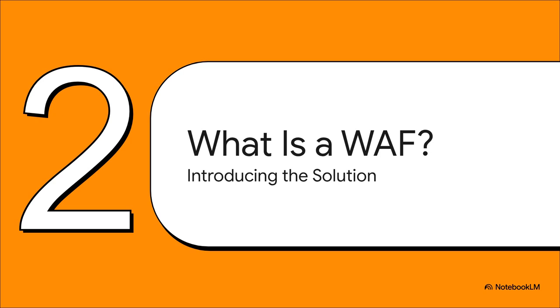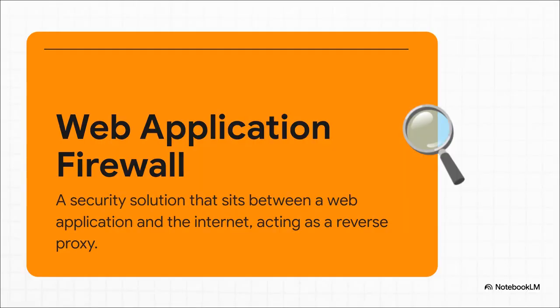Okay, so we've established the why. Now let's introduce the what. The tool built specifically to deal with this, the Web Application Firewall. So what is a WAF, really? Well, think of it like a highly specialized filter, or maybe a bouncer at a club. It stands right in front of your web app. It's what's called a reverse proxy, which is just a fancy way of saying that to everyone on the internet, the WAF looks like your application. It intercepts everything, every single HTTP request, and inspects it before it's allowed anywhere near the actual server.